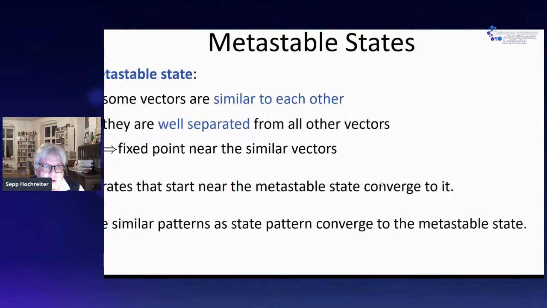And here now the most interesting stuff, the metastable states. Metastable states we observe if some vectors are similar to each other, and the patterns which are similar to each other are separated from all other patterns. There's a small crowd of patterns, a small cluster, but the cluster is separated from all other patterns. Then we get a fixed point in the middle of these similar vectors, amongst the similar vectors. So the fixed point is sort of an average of the similar patterns. And that is the most observed state the new Hopfield network is converging to.